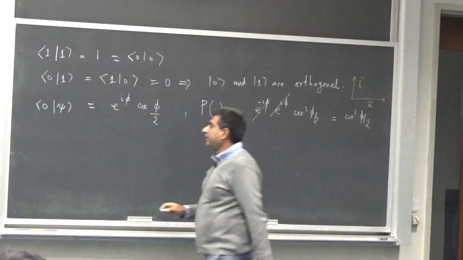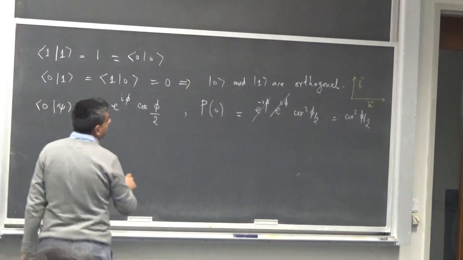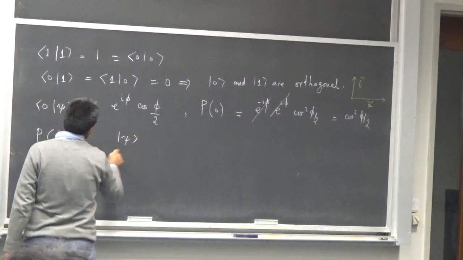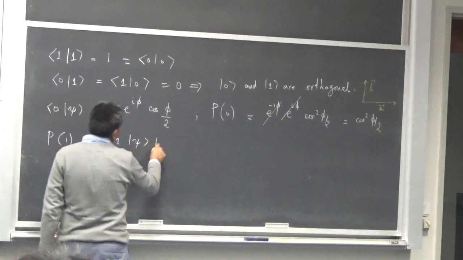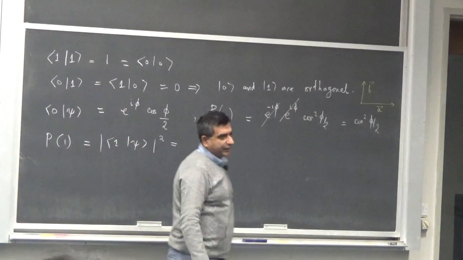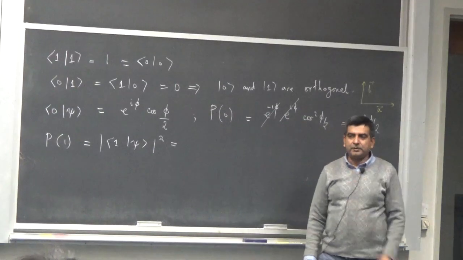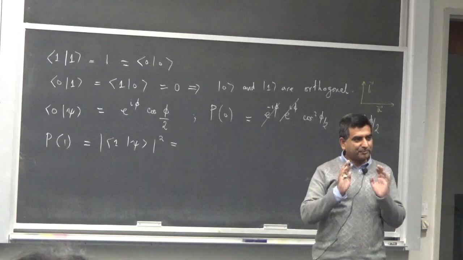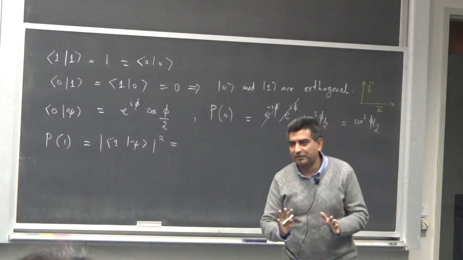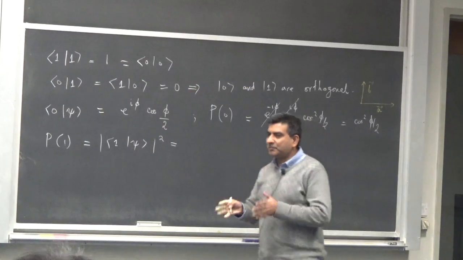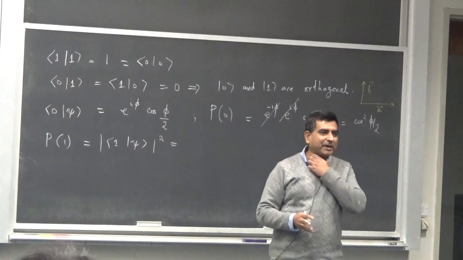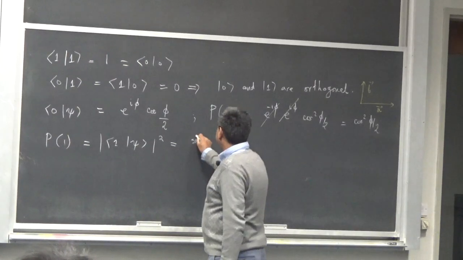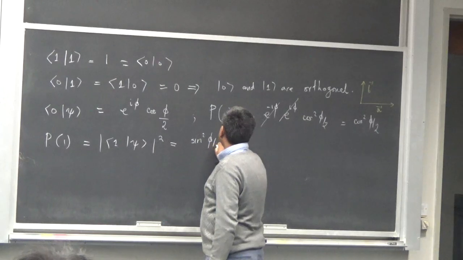And the probability that detector 1 clicks is the overlap of the cat psi with cat 1, modulus square. What would this turn out to be? Sine squared φ/2. All the iotas cancel out. Probability always comes out as a real number. This idea of finding the modulus square is a postulate by Born, Max Born. So this turns out to be sine squared φ/2.